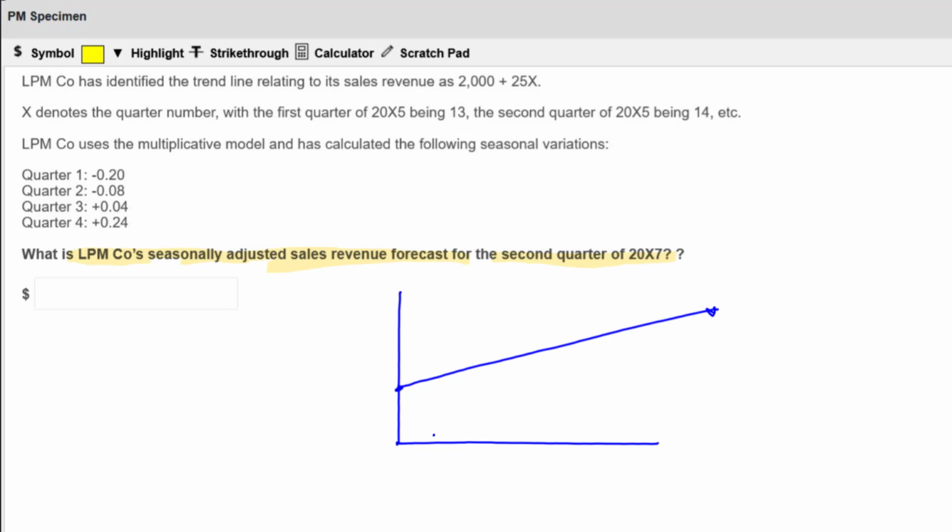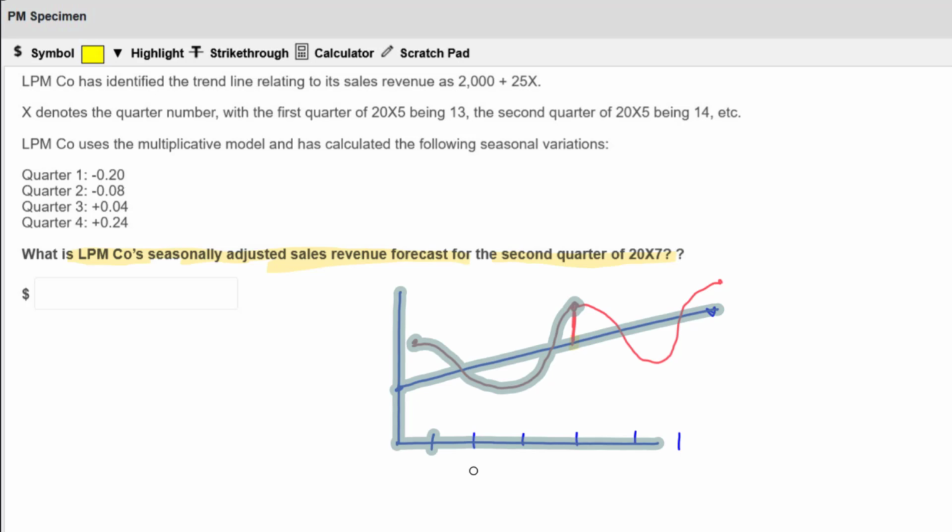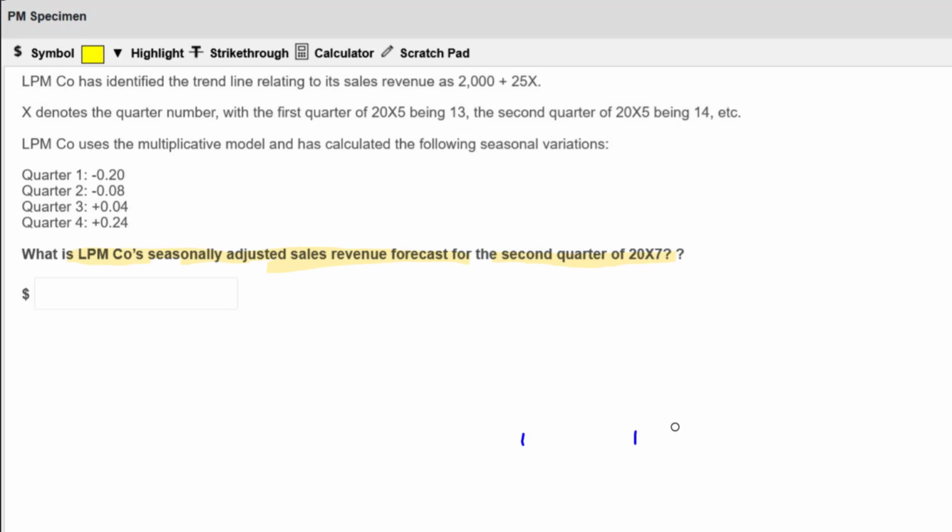So now we're going to find some quarters down here on this x-axis. And superimposed on the trend, we then have the seasonality. So at the holiday seasons, maybe there's more sales, then it kind of drops down, then it kind of goes up again. So depending on what quarter they want from us, we will then, after we establish the trend, let's say it's over here, apply the seasonal variation, if it's positive or negative. That's what we're going to do. Now we know what we're doing.